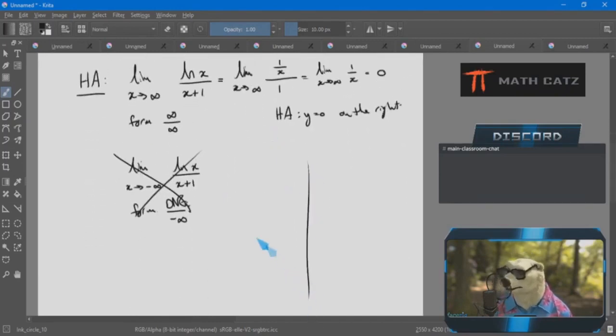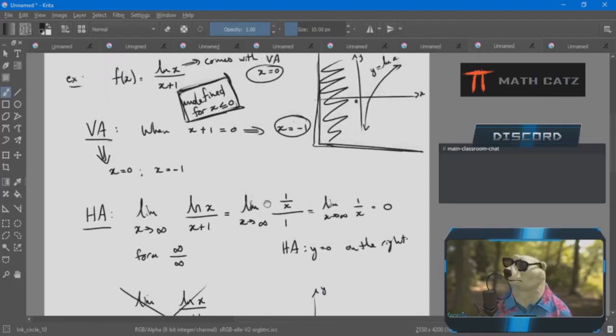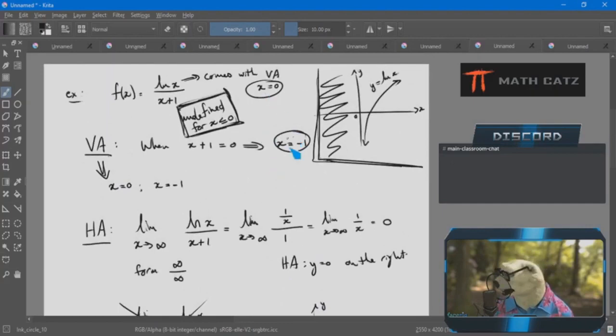Okay, so what does this guy look like? I don't know, and I am not expecting myself to know. I know there are a couple of vertical asymptotes, 0 and -1. This one doesn't even make sense, right? -1, because I'm never going to have a chance to even get there. So that guy's out too.